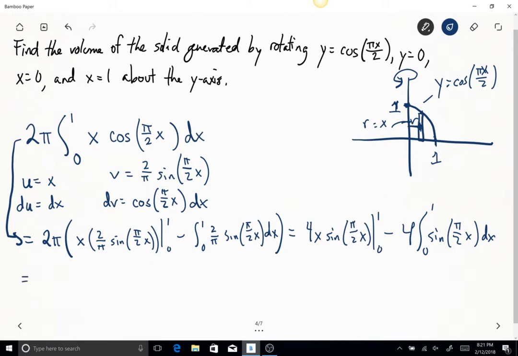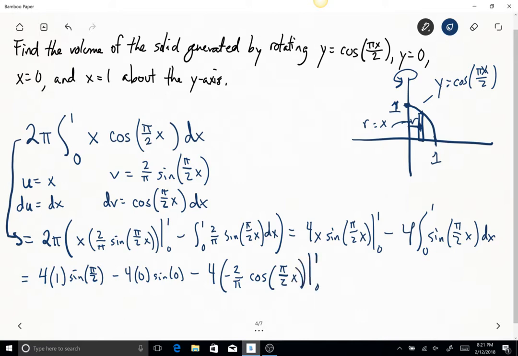So this thing equals, let's start plugging in our first bounds. So we get 4 times 1 times sine of pi over 2, minus, and notice you have 4 times 0 times sine of 0. It doesn't matter what sine of 0 is, even though it is 0. We're good to go there. But then we have minus, now taking that antiderivative, we'll have 4 times negative 2 over pi cosine of pi over 2 times x, evaluated at 0 and 1. Okay. If there's any questions on that, please let me know.